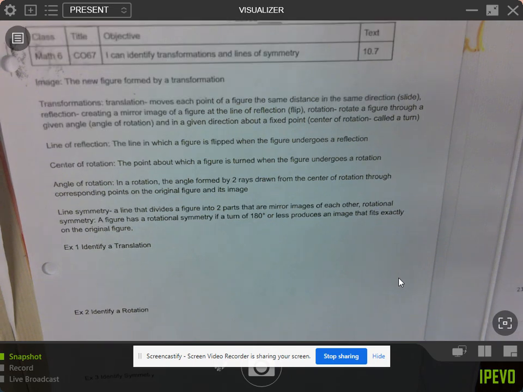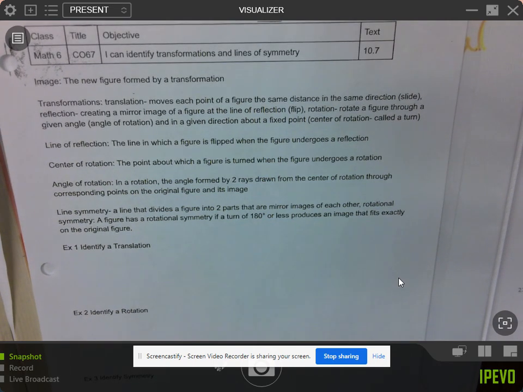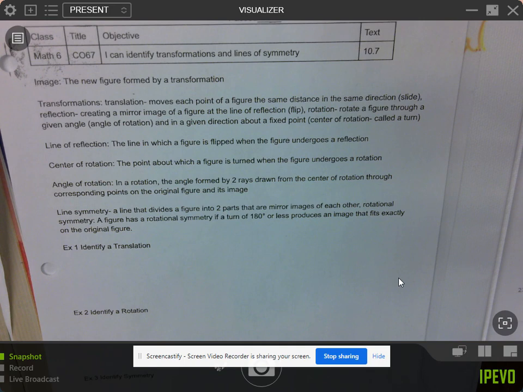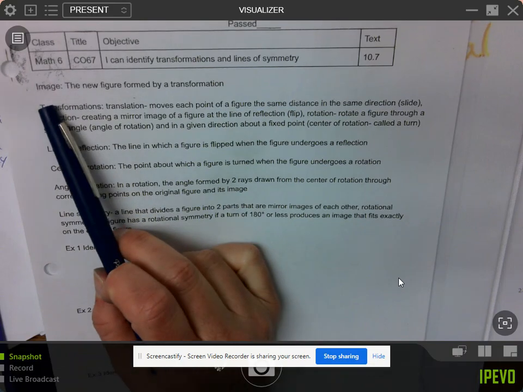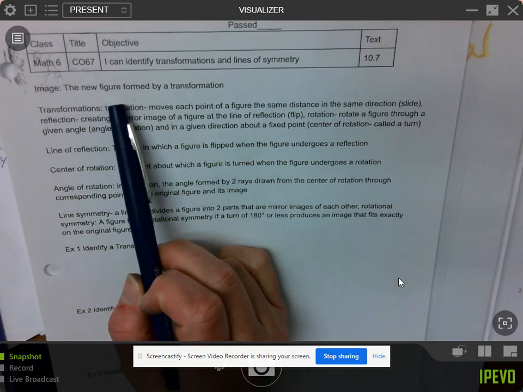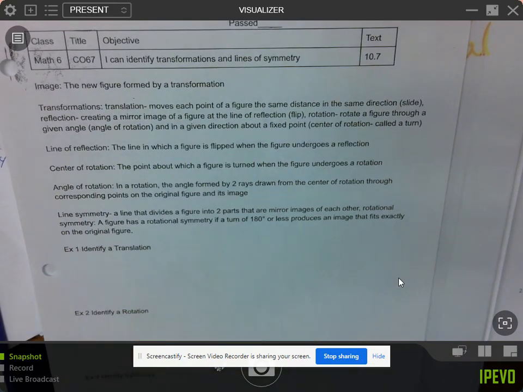Good morning. Today we are doing CO67. I can identify transformations and lines of symmetry. So we're still working with polygons, but we're switching what we're doing with these polygons. So first we need to know that an image is the new figure formed by a transformation.